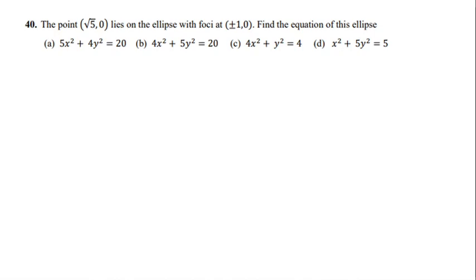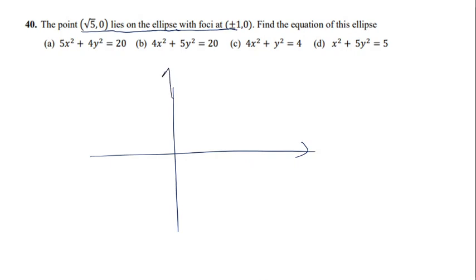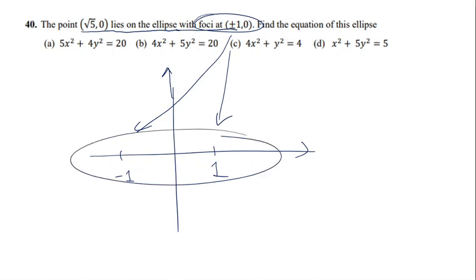Now the point squared 50 lies on the ellipse with foci at plus minus 1, 0. Find the equation of this ellipse. Okay, let's try to draw this one. Plus 1, minus 1, the foci here, plus 1 and minus 1. Okay, automatically you can say it will be something like this because foci are on the major axis. Major axis is the long one.